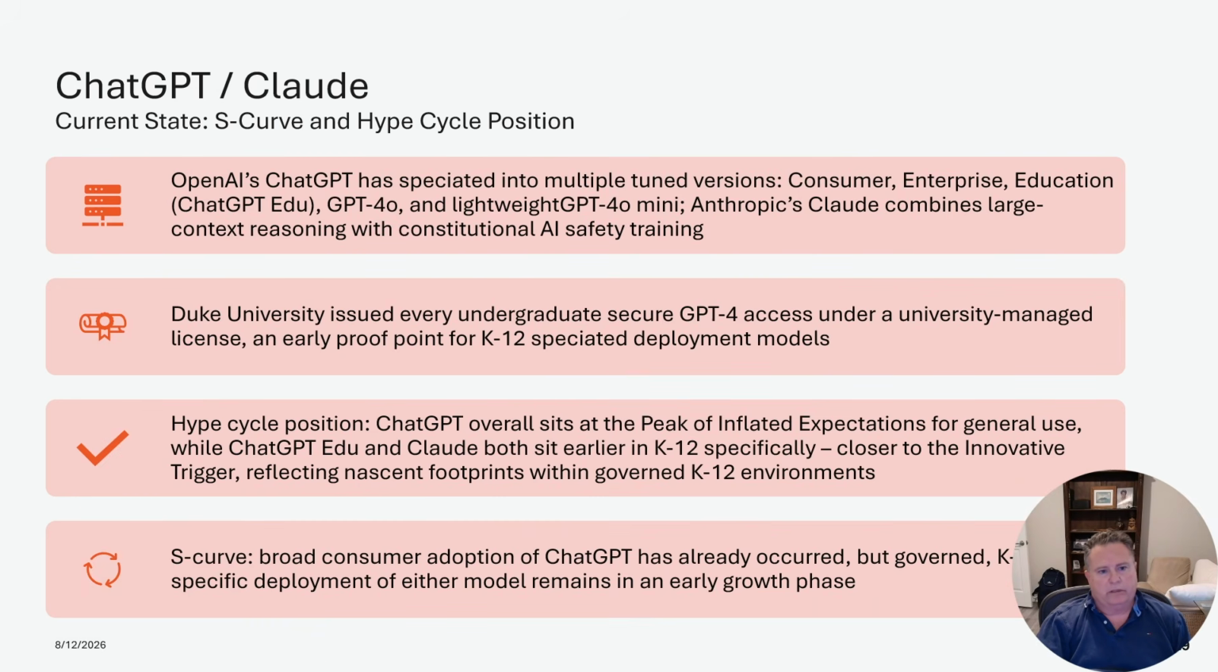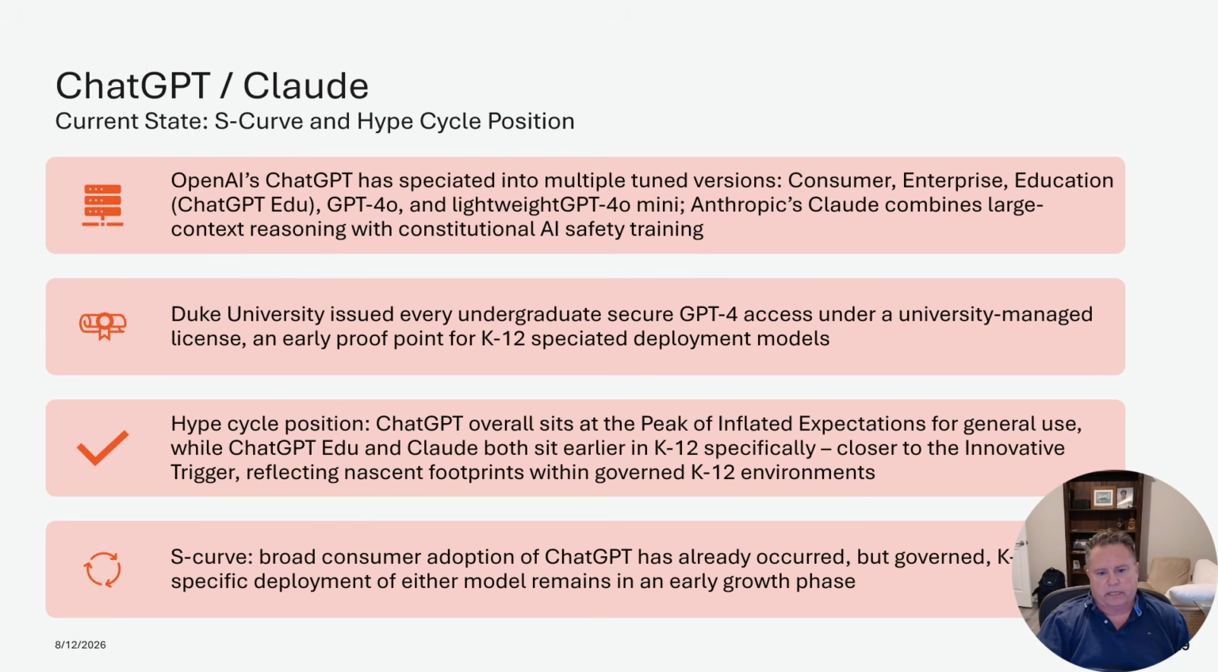Lastly, we're going to be looking at ChatGPT and Claude. Again, OpenAI is the parent company for ChatGPT, and Anthropic is the parent company for Claude. OpenAI's ChatGPT has speciated into multiple tuned versions. There are consumer grade, enterprise grade, education, which is called ChatGPT EDU. There's a GPT 4.0, a lightweight GPT 4.0 mini, and Anthropic's Claude combines large context reasoning with constitutional AI safety training.